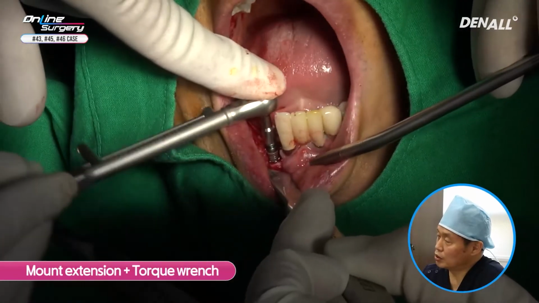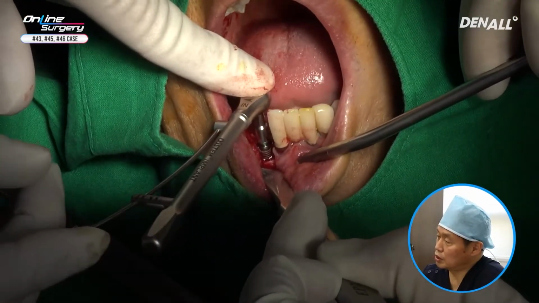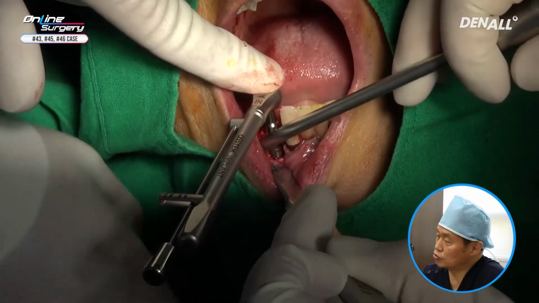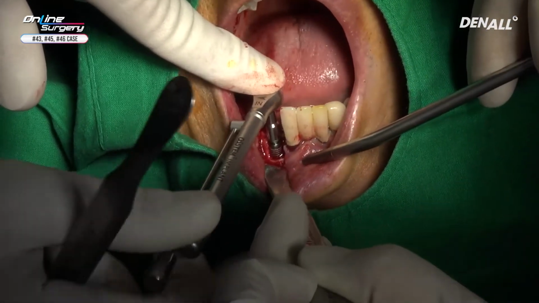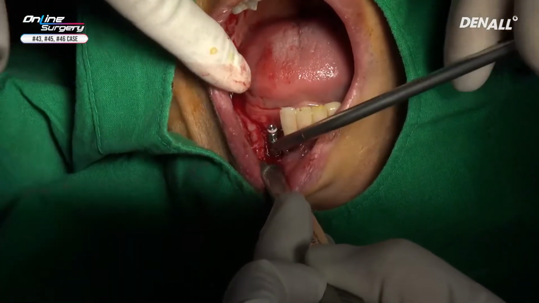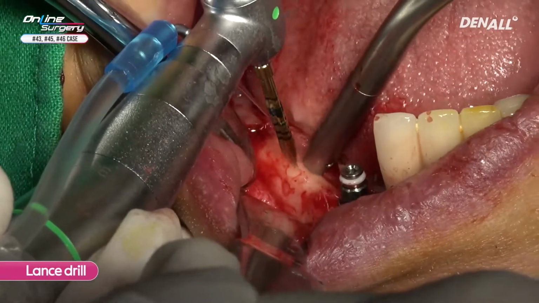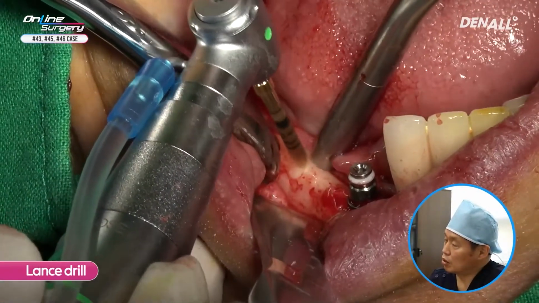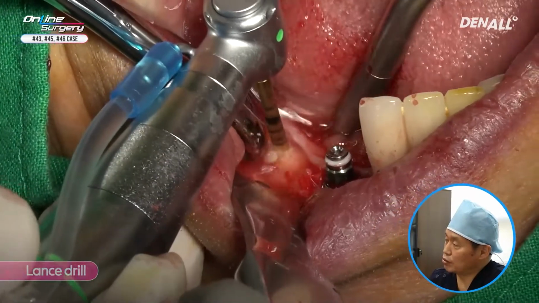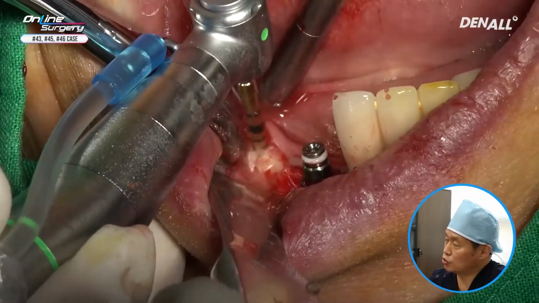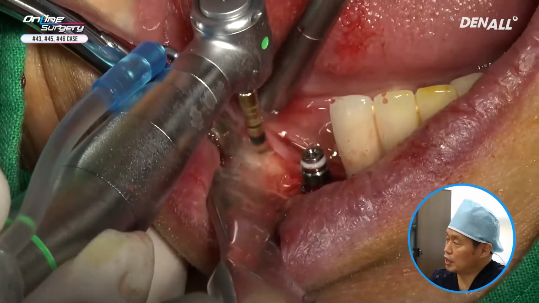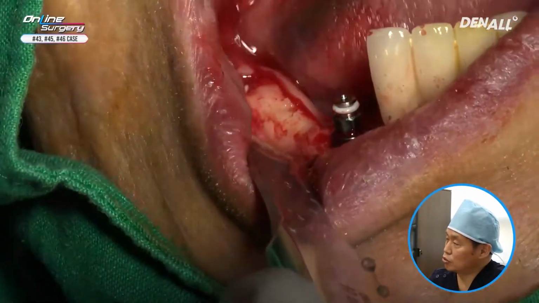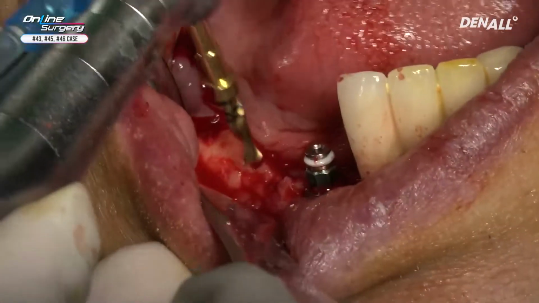On the labial side, the thread is exposed. Next is the number 45 position. Because the alveolar bone is thin, we're going to slightly tilt the lance drill to find the position. The path is slightly altered vertically.